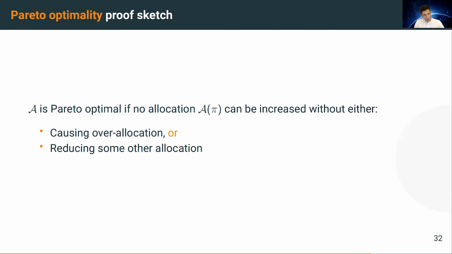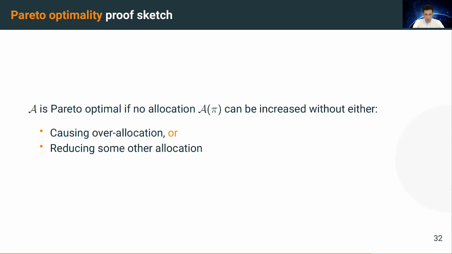Amongst all other properties, I would like to show you how we defined and proved the Pareto optimality property for GMA. Now, the full definition of what Pareto optimality is is in the paper, but intuitively, we have an algorithm A to be Pareto optimal if no allocation it provides can be increased by, for example, another algorithm without either causing overallocation in some graph or reducing some other allocation.